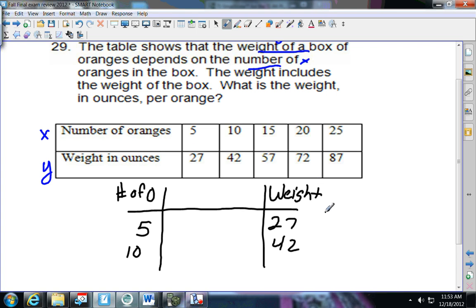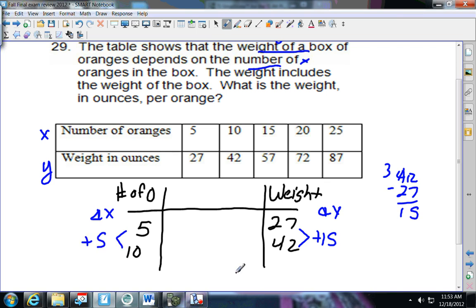Delta Y, the change in Y. Right here, remember, take 42 minus 27. You can put that in your calculator. That's 15. Delta X is 5. So I take 15 divided by 5, which is 3. 3 goes in there, that's my slope, times my X. 3 times 5 is 15.